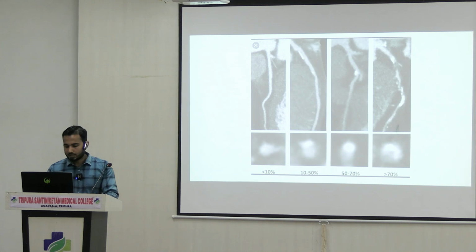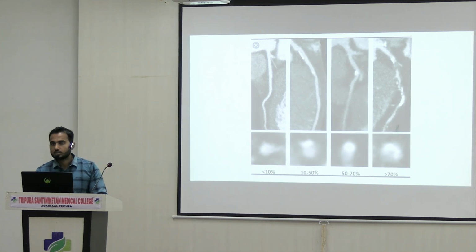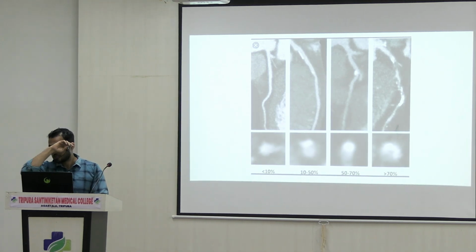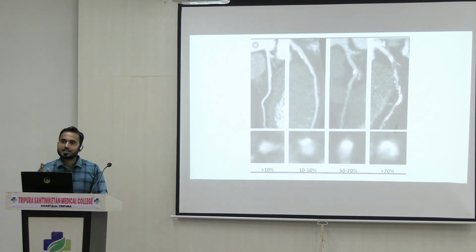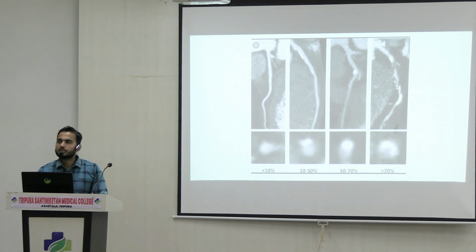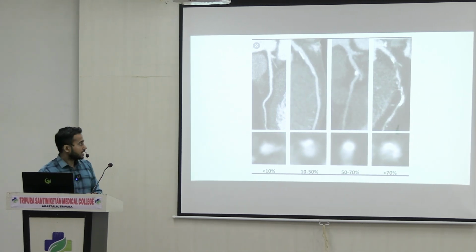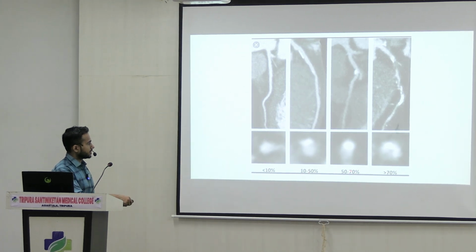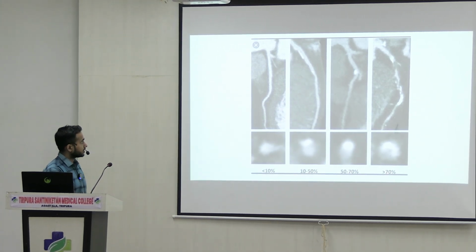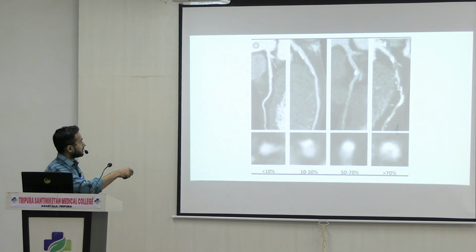Now this is a diagram of CT coronary angiography, where you can see the blockage has taken place. Now, as I said, blockage may be complete or it may be partial. So here you can see the blockage 10%, here 10 to 50%, 50 to 70%, and this more than 70%. So this is the blood vessel through which the contrast media is flowing. Here also blockage is there.